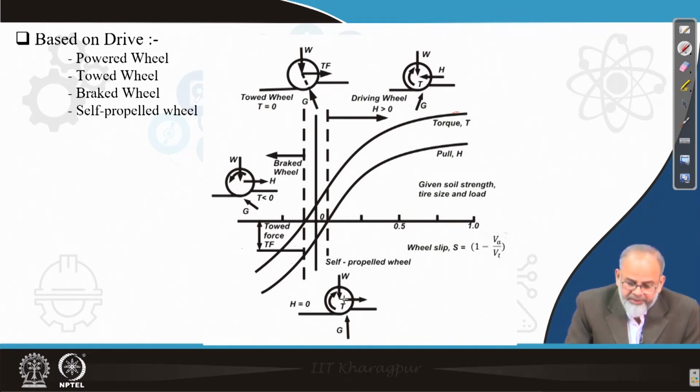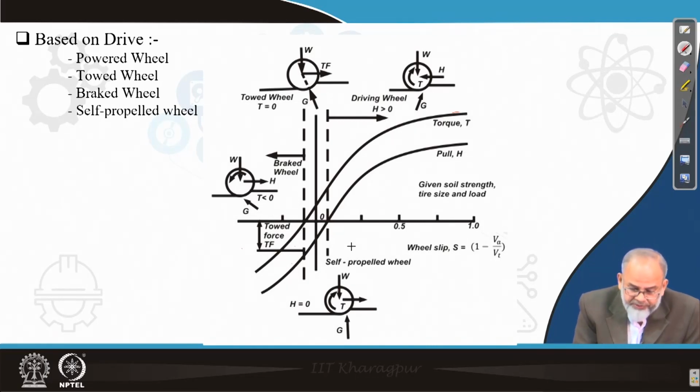Now, in the self-propelled condition, T is greater than 0. That means torque has a certain value. It has a weight W. Then this is the tractive force which is developed, and G is the soil reaction. Look at the orientation of the soil reaction. It is towards the contact patch and it is vertical.